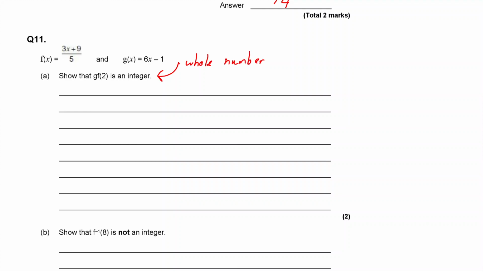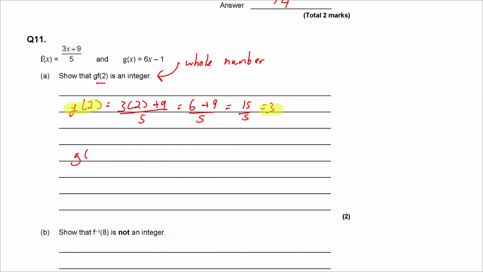So we're going to begin by saying, well, let's find f of 2. So let's put 2 into f. That's going to give us 3 lots of 2 plus 9, and then divide that all by 5, which is 6 plus 9 divided by 5, which is 15 divided by 5, which is 3. So f of 2 gives me 3. And I'm going to put the value of 3 into g over here. So it's going to be g of 3.